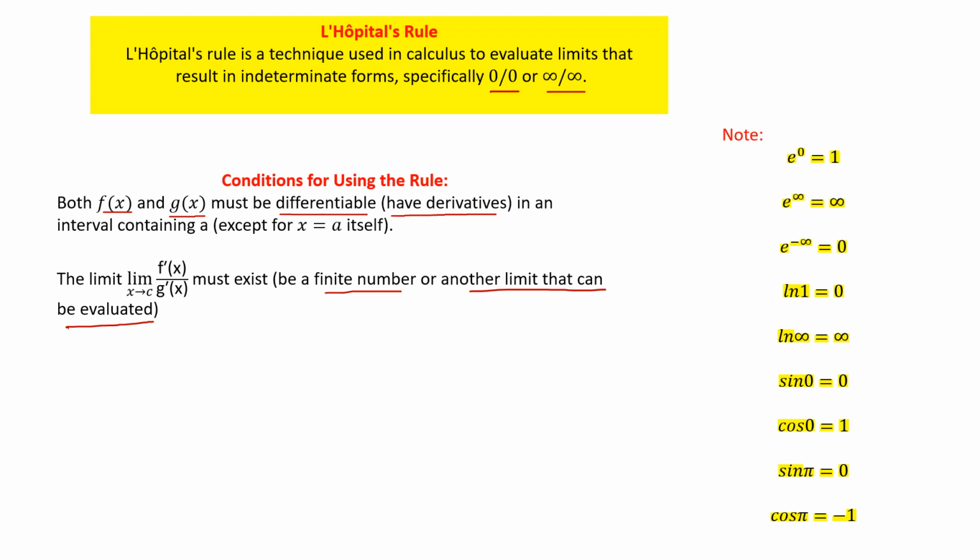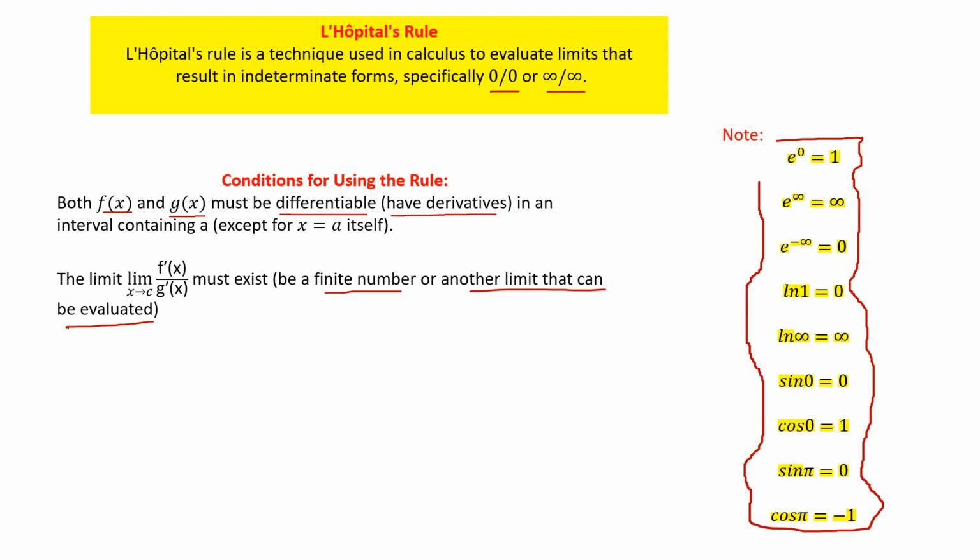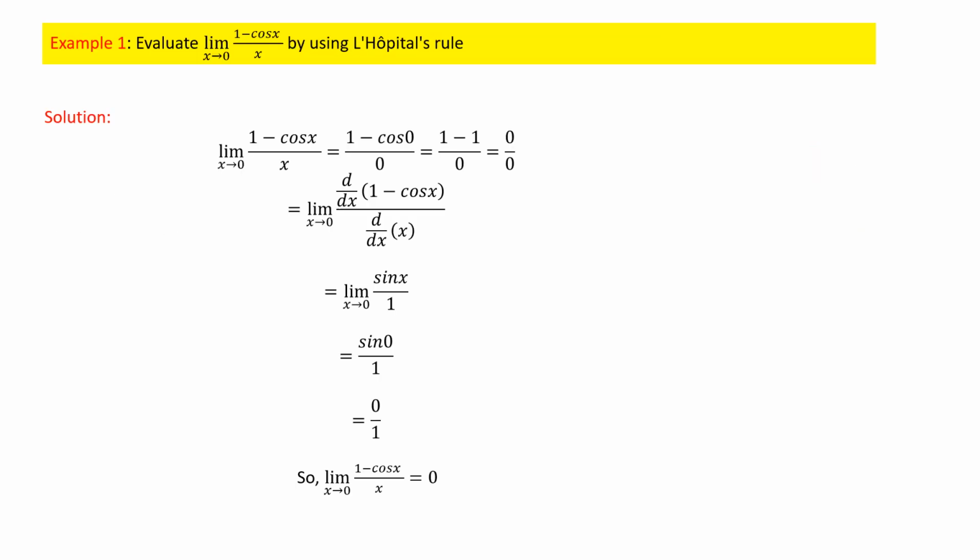Before going to the problem, it is necessary to remember these values. e to the power 0 is equal to 1, e to the power infinity is equal to infinity, e to the power minus infinity is equal to 0, ln 1 is equal to 0, ln infinity is equal to infinity, sin 0 equal to 0, cosine 0 equal to 1, sin pi equal to 0, and cosine pi equal to minus 1. Let us move to the problems.